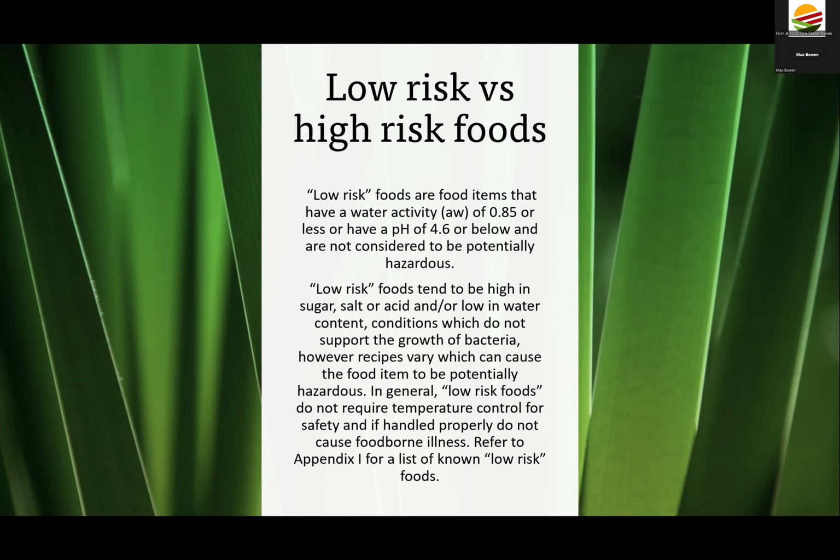A little science behind it. Low risk foods are any items that have a water activity of 0.85 or below, or a pH of 4.6 or below. So like your jams and jellies, they have lots of sugar in them. Your pickles would have a lot of vinegar in them, which would make them very acidic. So those would be considered low risk foods.